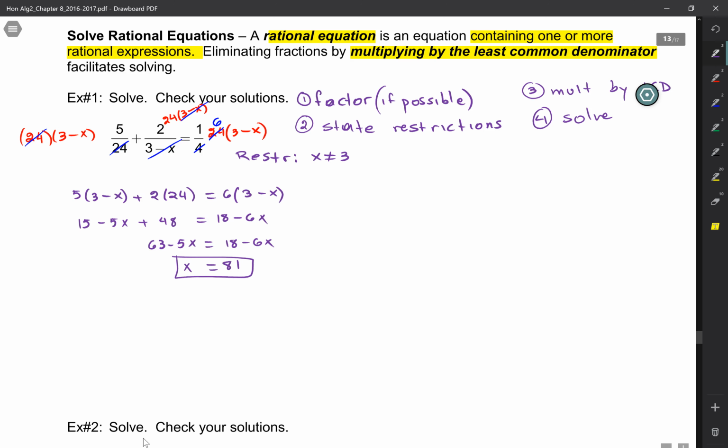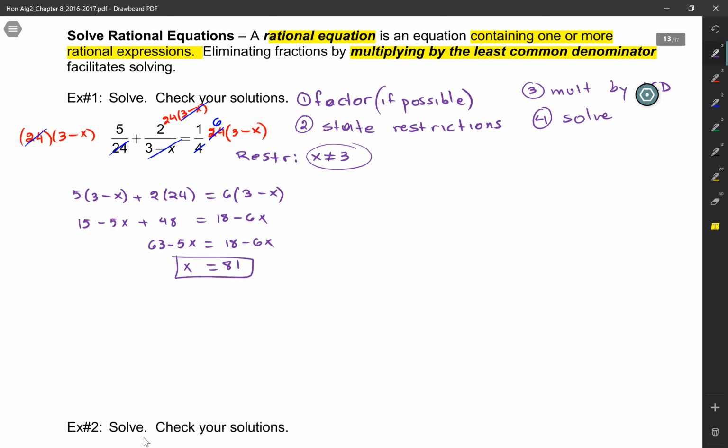Any questions? And then the other thing is, okay, so check. Was 81 one of our restrictions? No, it wasn't. Our restriction was x cannot equal 3, so we're good on this one. Oh, it's 18 minus 63. Negative 45? I'm so sorry. It's negative 45. No wonder nobody was agreeing with me.